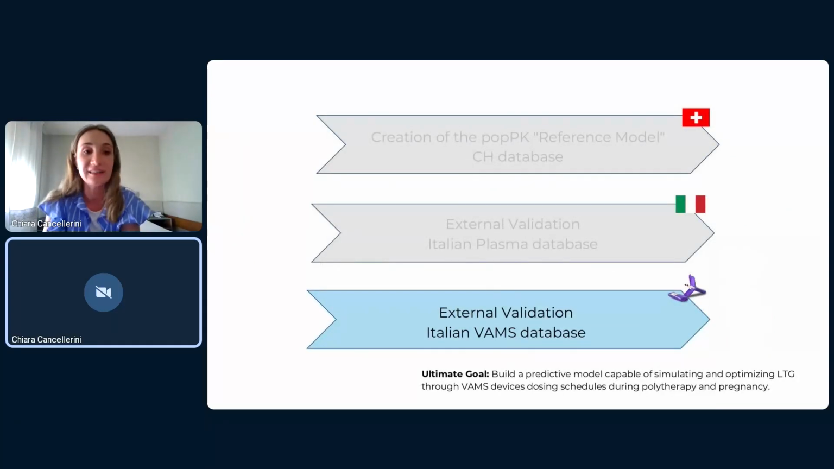And last but not least, we wanted to identify an alpha correlation coefficient that we can use when we have the VAMS concentration. First of all, we want to externally validate the model using the VAMS database from Italy, and then establish the direct mathematical transition from the capillary blood concentration back to plasma values.